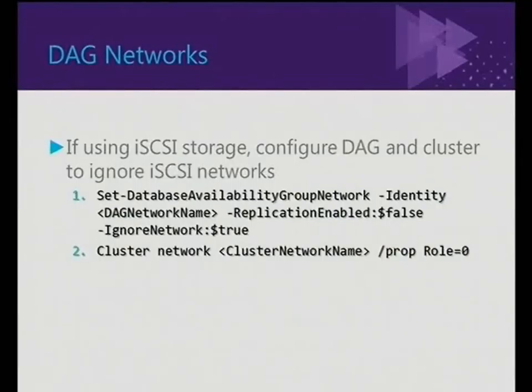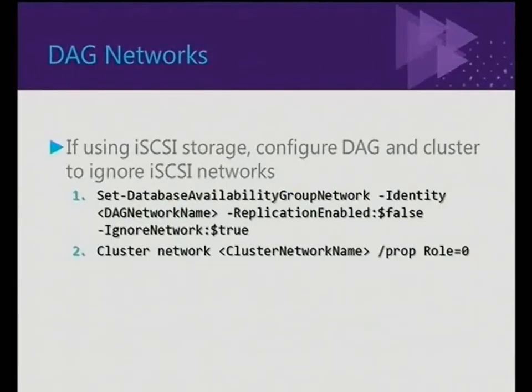The second thing you need to do is run the cluster command, cluster network, with the cluster network name, and then set the Role property to 0. That's basically the equivalent of going into the Windows Failover Clustering Management tool and checking the box that says, do not let clients use this network. In other words, it's also a way of telling the cluster, ignore this network. Do not cluster manage this network. Once you do both those things, your iSCSI networks, or if it happens to be a backup network, you're covered.